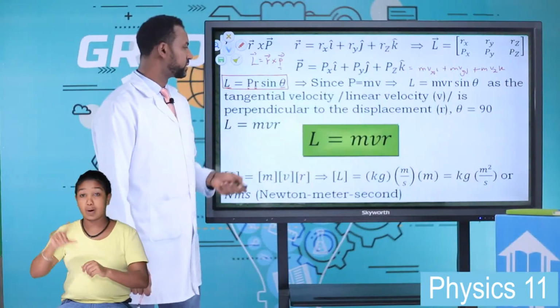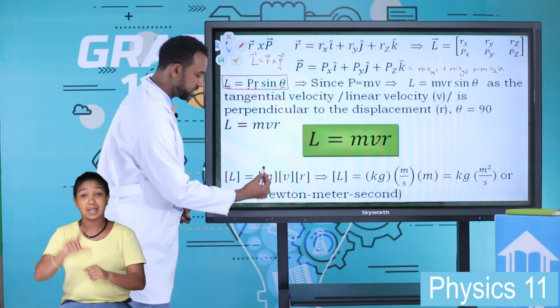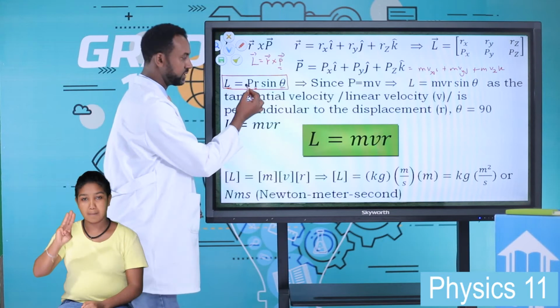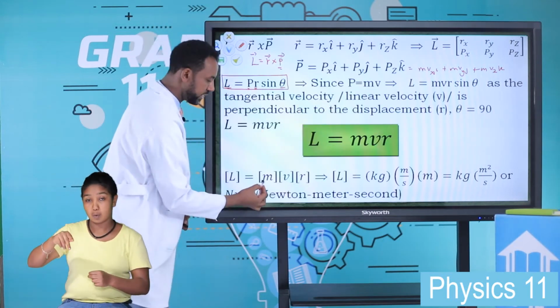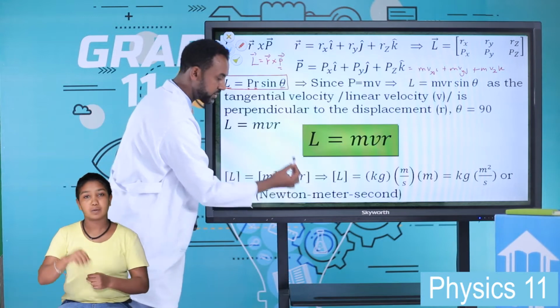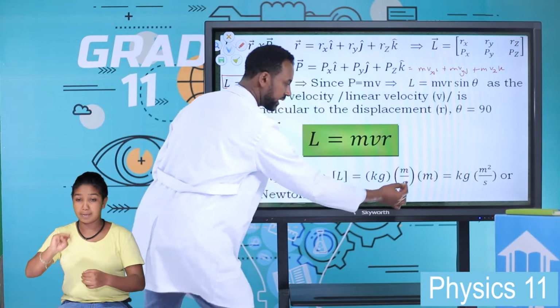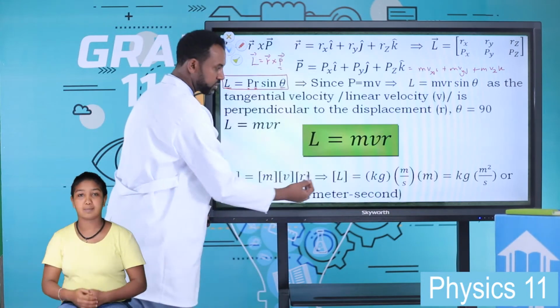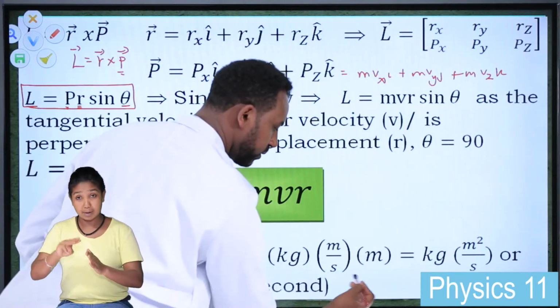And the SI units might be determined as what? The SI unit of angular momentum is built from the SI unit of mass, since P is mass times velocity, and the SI unit of velocity, and the SI unit of the moment arm. Kilogram, meter per second, and meter, actually. So, kilogram meter per second times meter means kilogram meter squared over second.